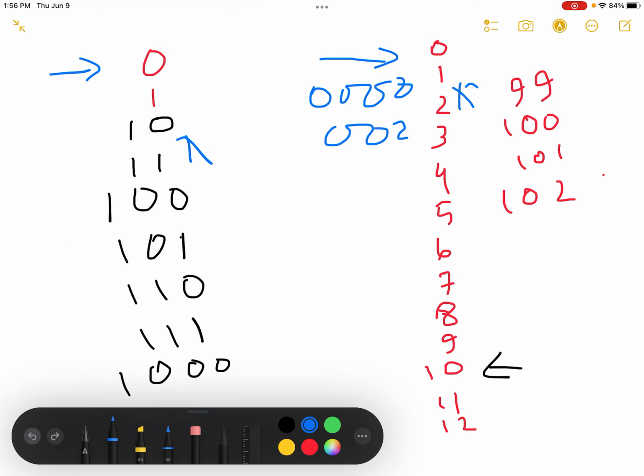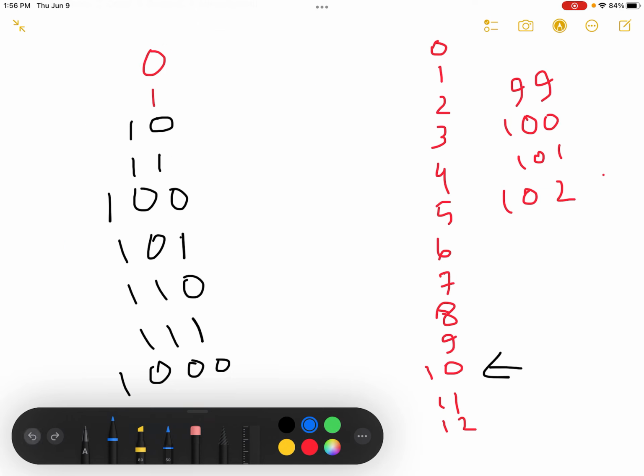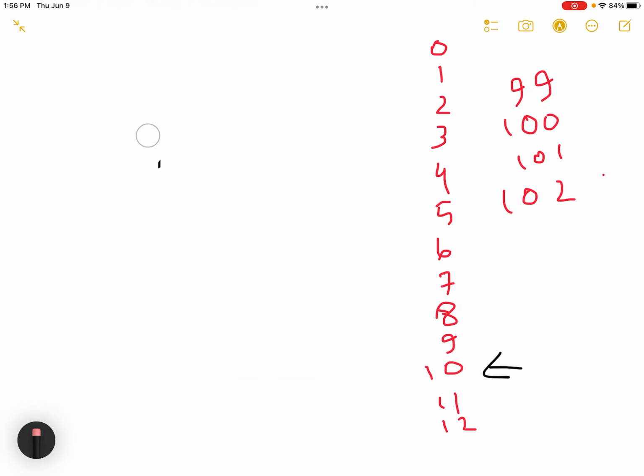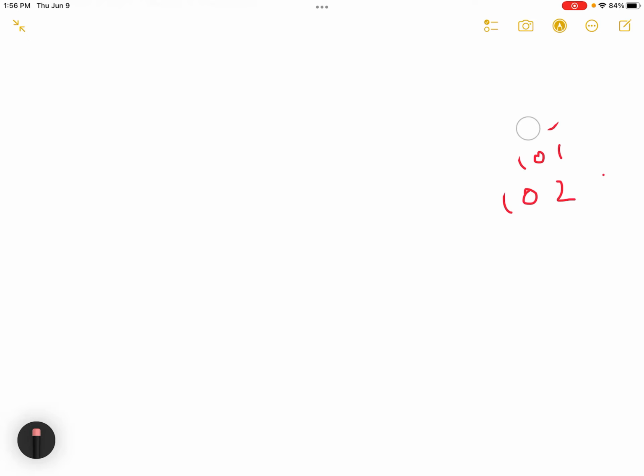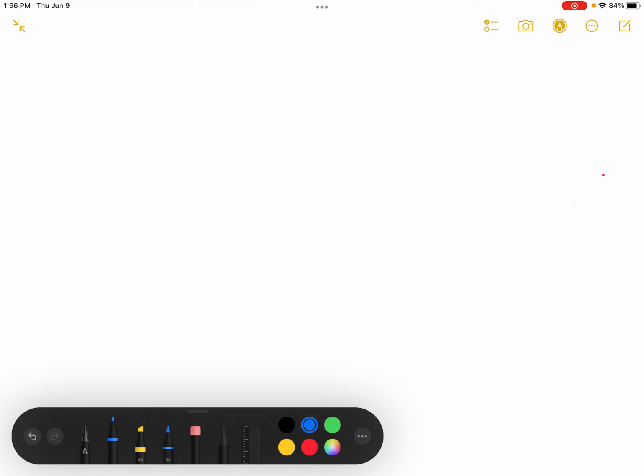But it's good to know, it's good to learn how to write the binary numbers. Now let's learn how to convert the binary numbers to decimal numbers, or decimal numbers to binary numbers. So in binary numbers we have a pattern, or we call it place value.